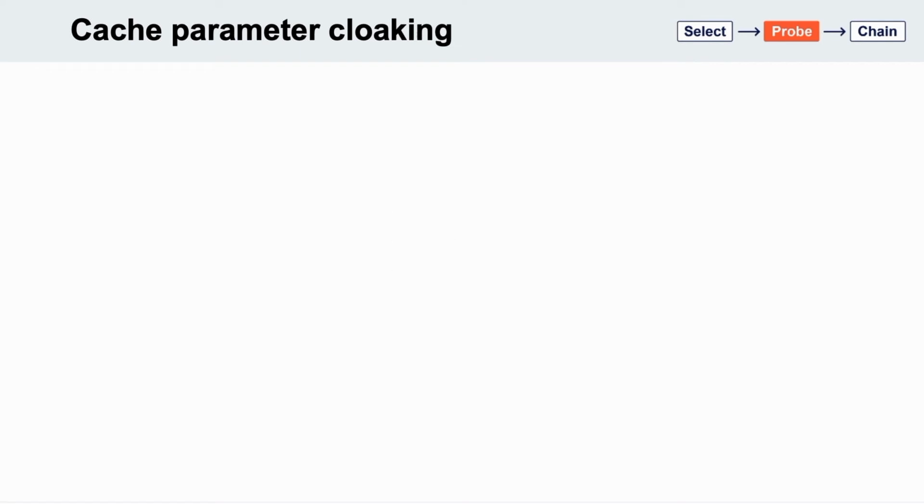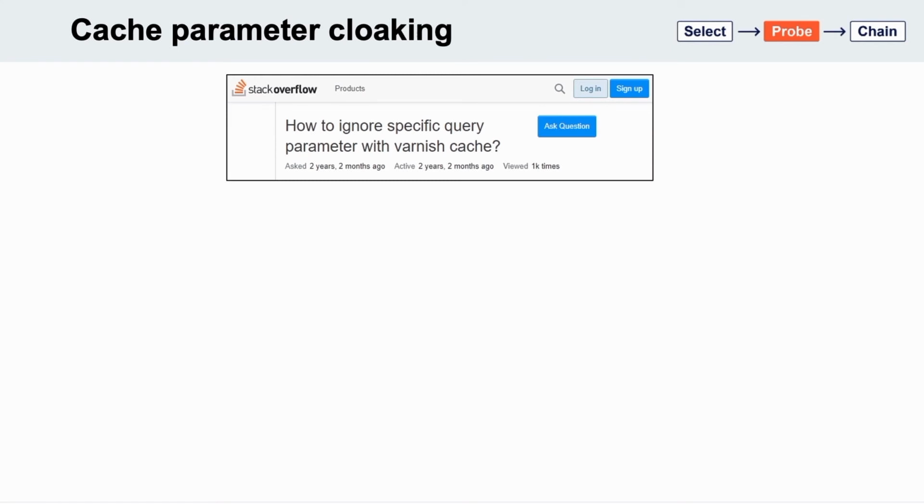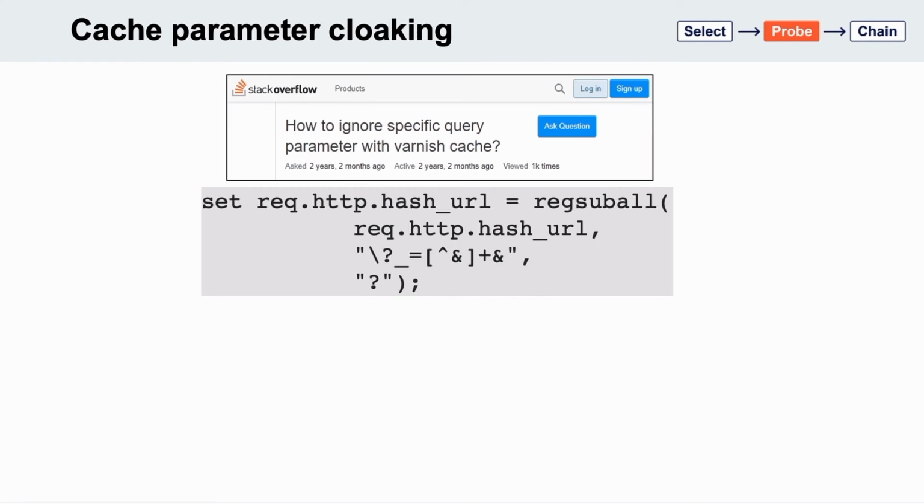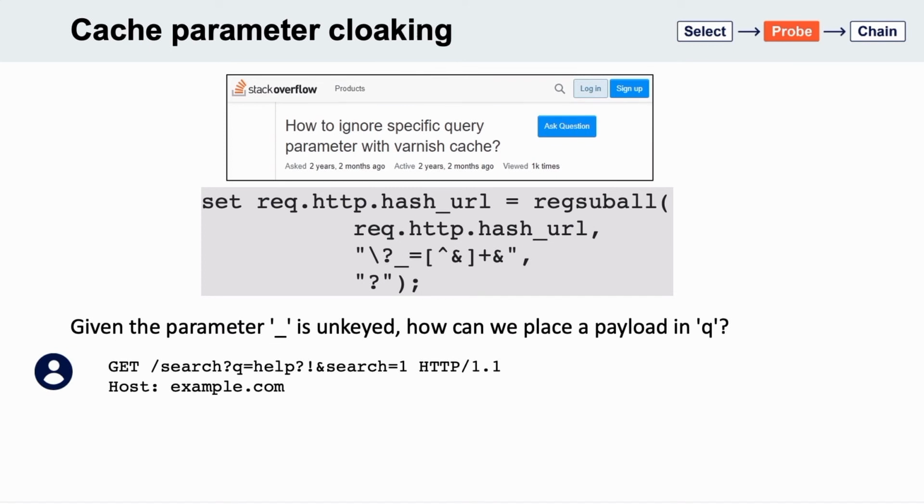Some people are going to implement these things by Googling them, landing on Stack Overflow, and then implementing a regex. That's how I would implement it, at least. And if someone's using a regex like this, well, this one's meant to eliminate any parameters called underscore from the cache key. Given that behavior, how can we place a payload in the parameter queue?